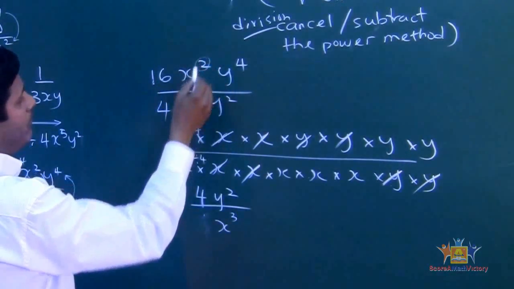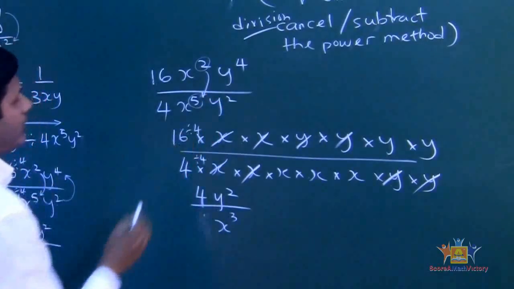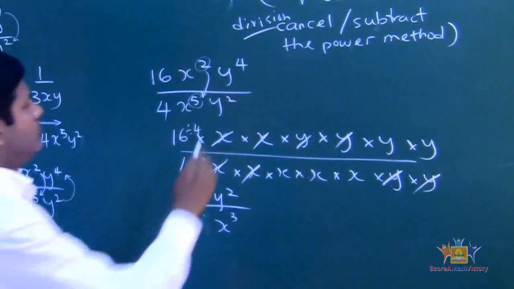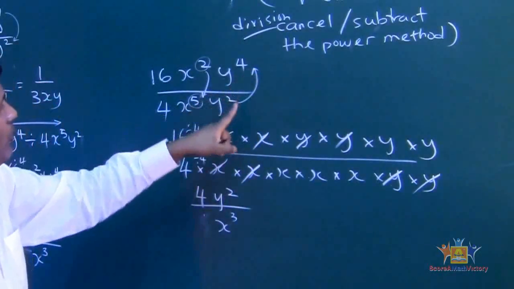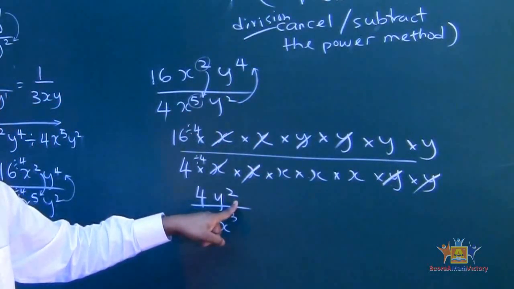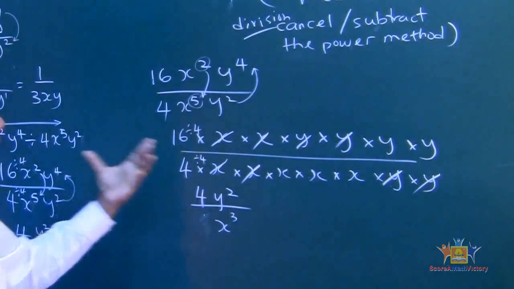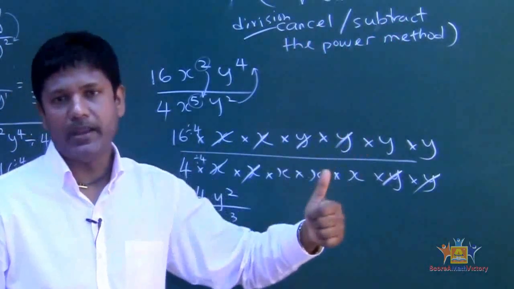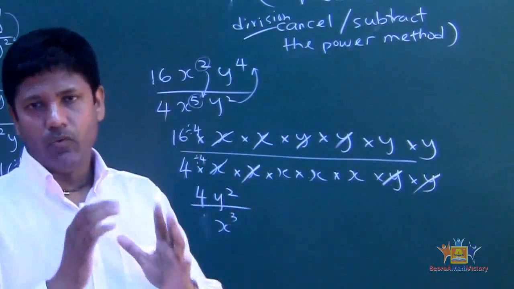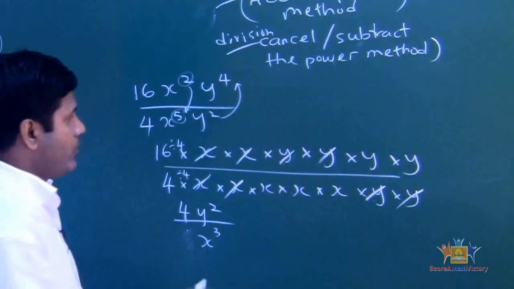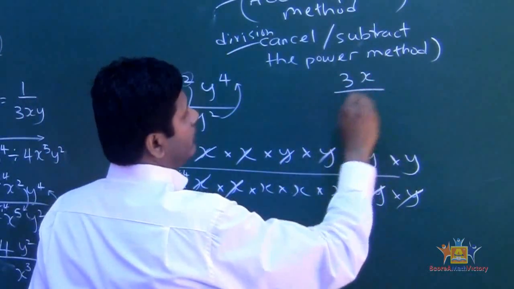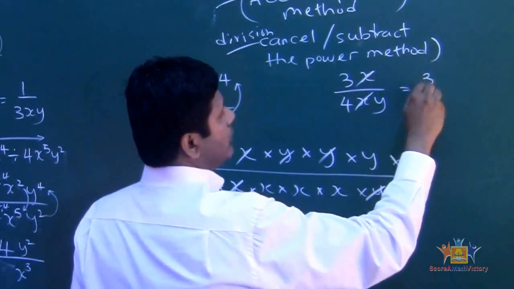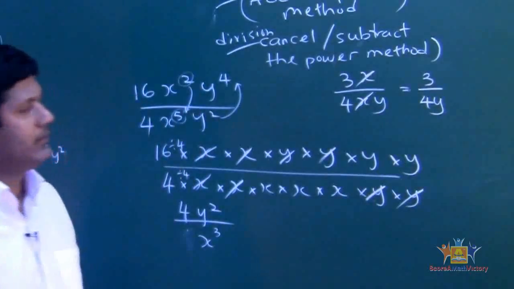This one has a smaller power than this one. I'm going to subtract this way. 5 minus 2 is 3. This one is smaller, I'm going to bring it up and subtract. 4 minus 2, 2. See that? When you divide, you can simplify this way by using the cancel, subtract the power method. Cancel only if it's one variable, one unknown, okay? Let's say 3x over 4xy, I can cancel like that. Then left is 3 over 4y. See that?